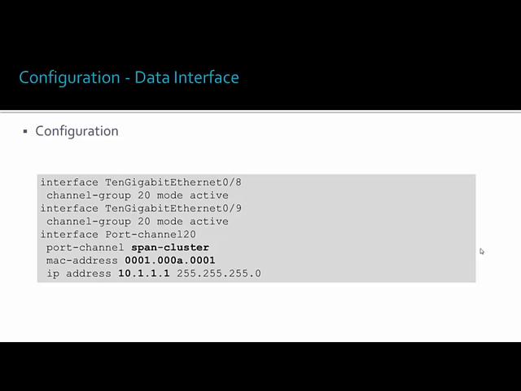The second thing is to statically assign a virtual MAC address. It's the MAC address that will be assigned to the entire cluster. And static assignment is recommended, as otherwise the MAC address will follow the master unit, and if the master unit fails, then the MAC address will change. The last thing is to configure a virtual IP address as well.